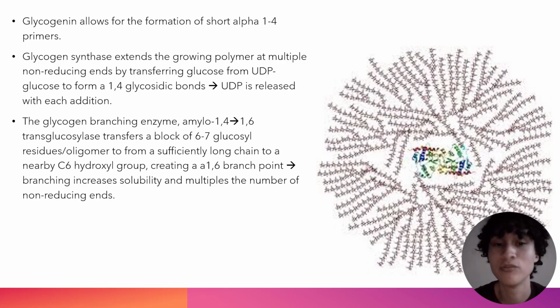And then you have a glycogen branching enzyme called amylo 1 to 4 1 to 6 transglucosylase. Okay, and that transfers 6 to 7 glucosyl residues from one oligomer chain to a nearby hydroxyl group, a C6 hydroxyl group on another chain, creating an alpha 1 to 6 branch point. So it allows for more storage. Okay, it increases its solubility, and it multiplies the number of reducing ends.